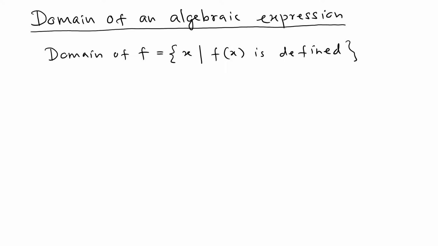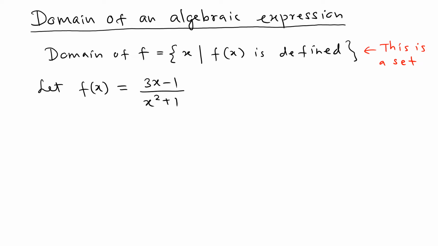And then you can see that what we get is a set. So this is a set. That means we can use set notation most of the time. So let's look at a simple example. Let f(x) equal 3x minus 1 divided by x squared plus 1.